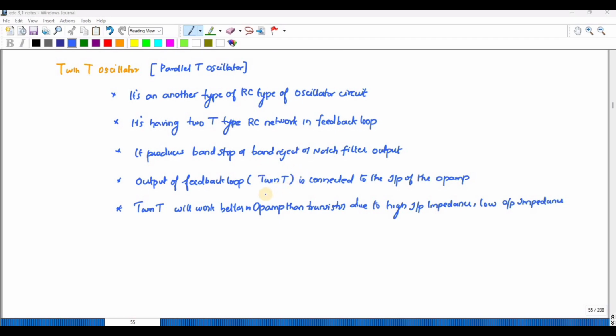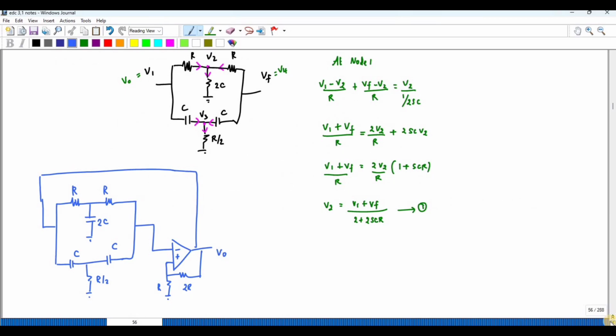This twin T oscillator will work better with an op amp compared to a transistor, because the op amp has a very high input impedance, a very low output impedance, and voltage gain also. So let us discuss how to derive the equation for the gain and frequency.